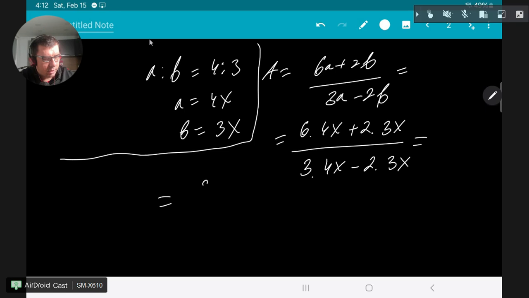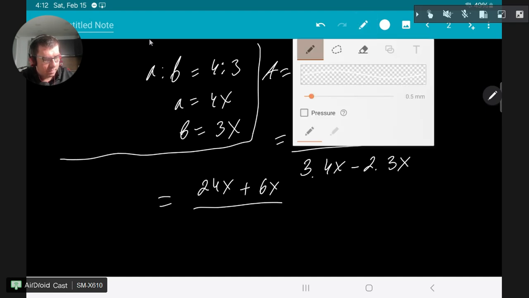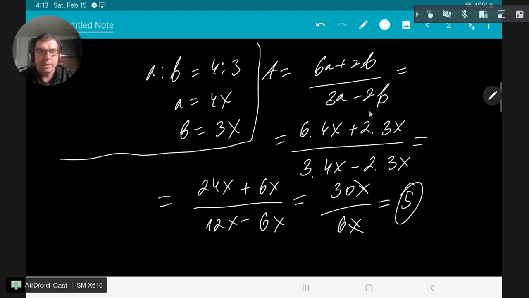So we get 24x plus 6x over 12x minus 6x. So this is 30x over 6x. x and x cancel. 30 divided by 6 is just 5. And that's the answer.